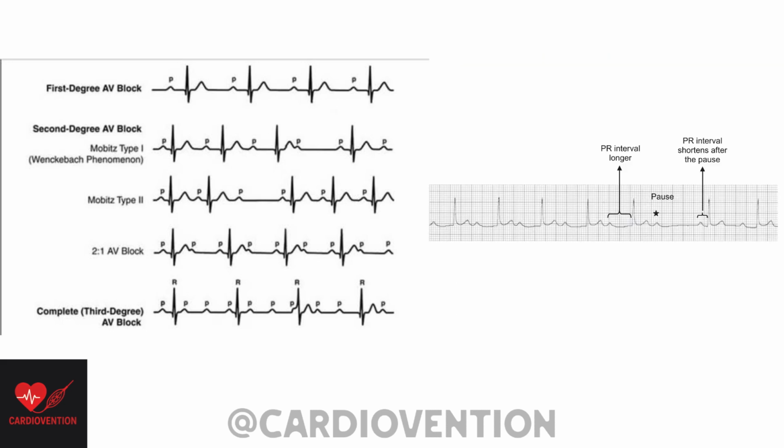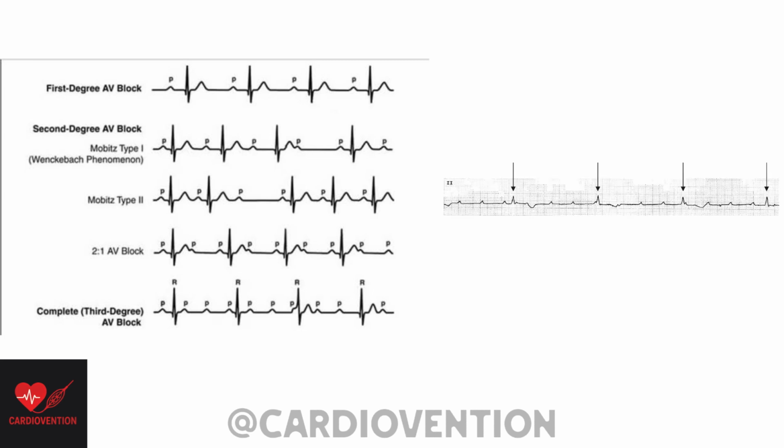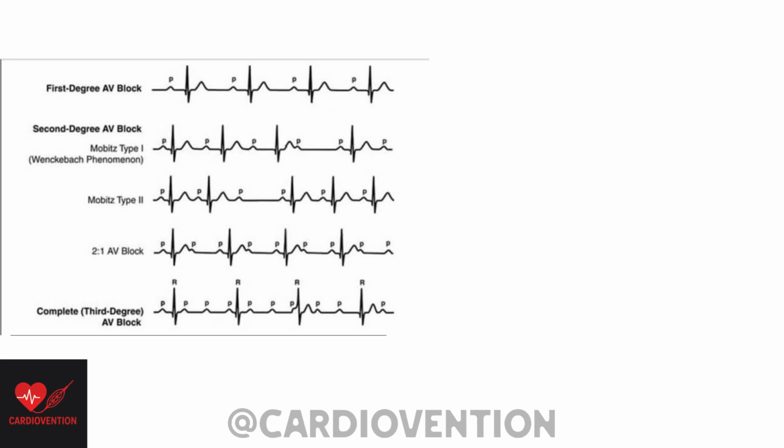A variable PR interval suggests second degree AV block. In Mobitz type 1, also known as Wenckebach, the PR gradually increases until a QRS is dropped. In Mobitz type 2, PR is constant but intermittent non-conducted P waves appear. In complete heart block or third degree AV block, the atria and ventricles beat independently and PR intervals vary with no consistent pattern. Let's summarize.